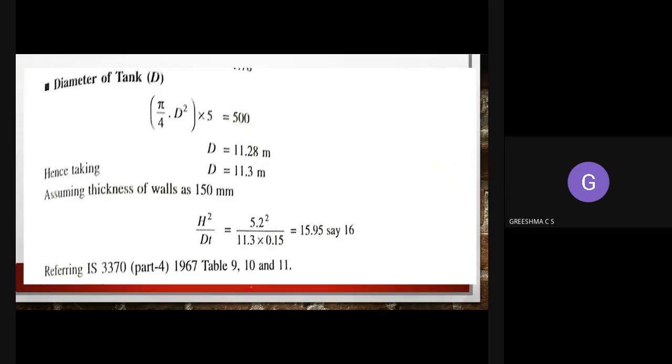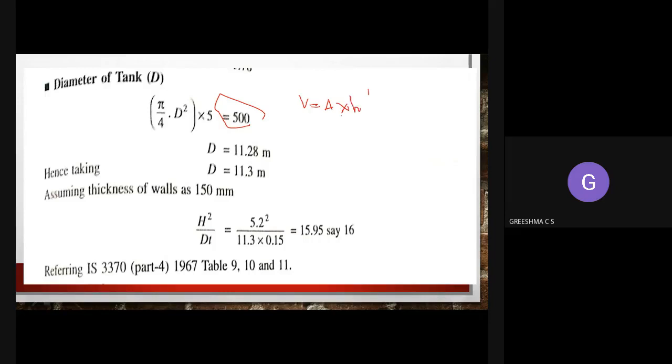Now, step number 1, diameter of the tank. pi by 4 into d square into 5 is equal to 500, that is the volume. Here we have to find out the diameter of the tank. So how will you find it? We know the volume. The volume is 500 meter cube, already given in the question. Volume is equal to area into H.